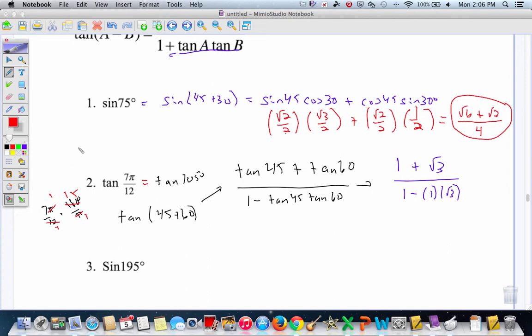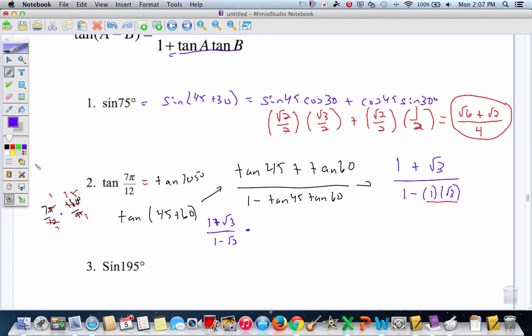Backtracking on my earlier statement about order of operations, we don't do 1 minus 1 to get 0. We have to multiply these and then subtract from 1. So my actual fraction is 1 plus the square root of 3 over 1 minus the square root of 3.